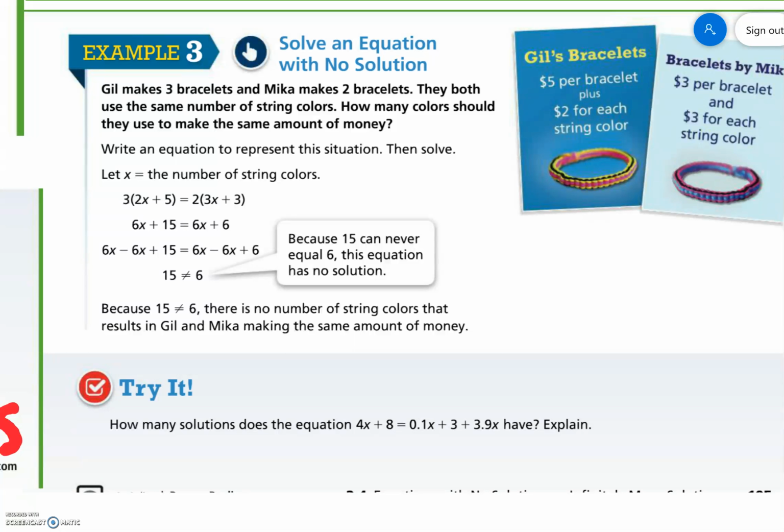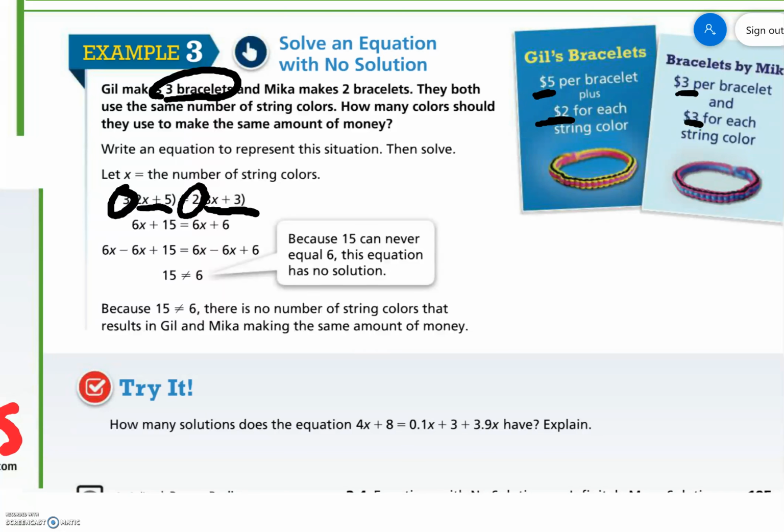Okay, so let x equal the number of string colors. So Gil's bracelets are $5 and $2 for every string color. So you do 2x plus 5. And we're multiplying that by 3 because it says that she makes 3 bracelets. Same thing with Mika. We're going to do 3x because it's $3 for every string color plus the $3 for bracelet. And we know she makes 2.